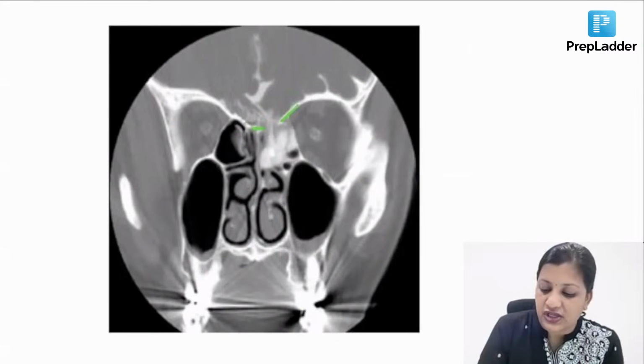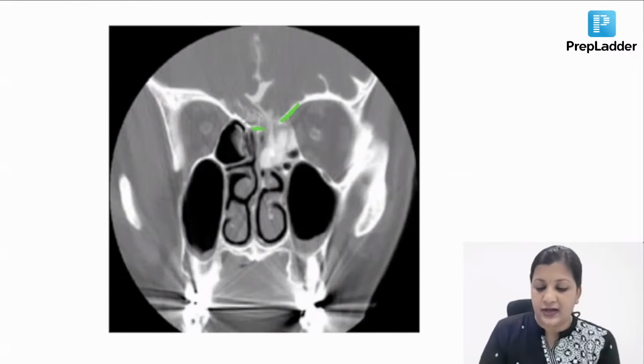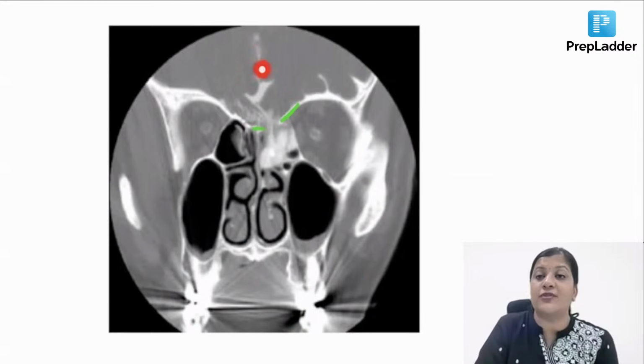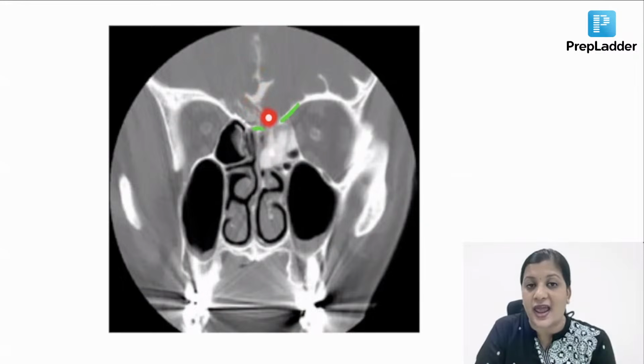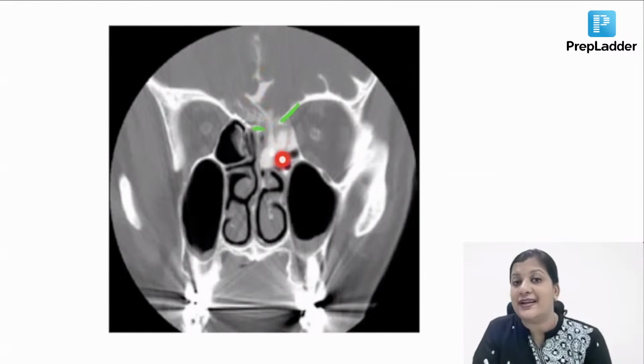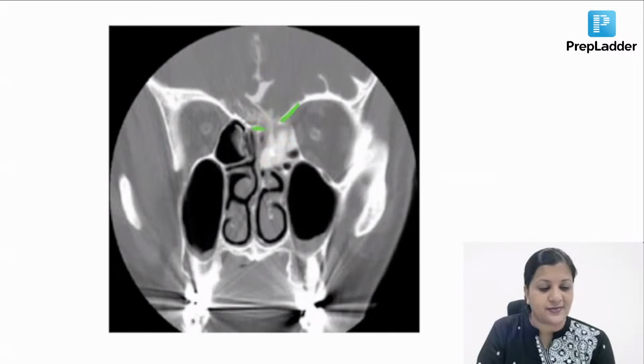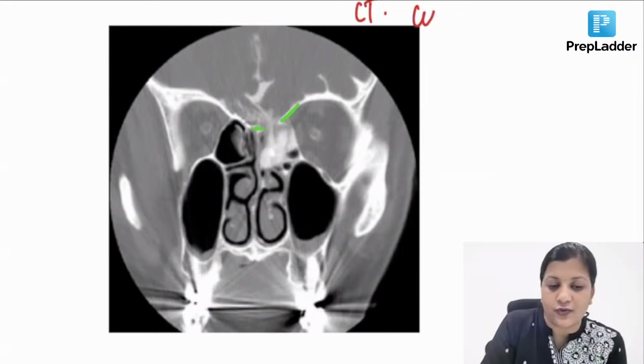There is a breach in the bone, and you can track the dye coming from the cranial cavity going through this breach into the nasal cavity. So this is CSF that is stained with fluorescein, and then we track the fluorescein through the defect in the bone that is present between the nose and the sinuses and the brain above. What is this investigation called? Very good, Shadi. This is called CT cisternography.